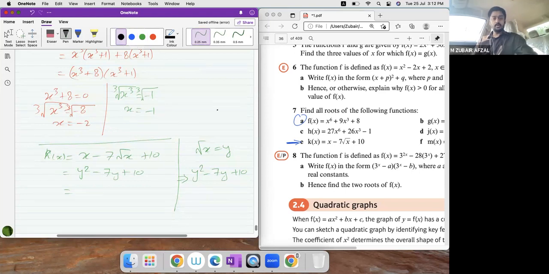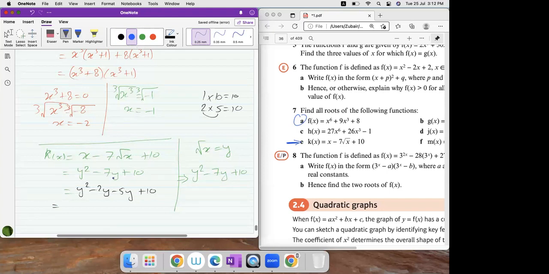If we think about the factors of 10, 1 times 10 is 10, but adding or subtracting 10 and 1, we don't get 7. 2 times 5 is 10, and adding 2 and 5, we get 7. So y squared minus 2y minus 5y plus 10. Do you agree with these middle terms? Adding these two, we can get 7.